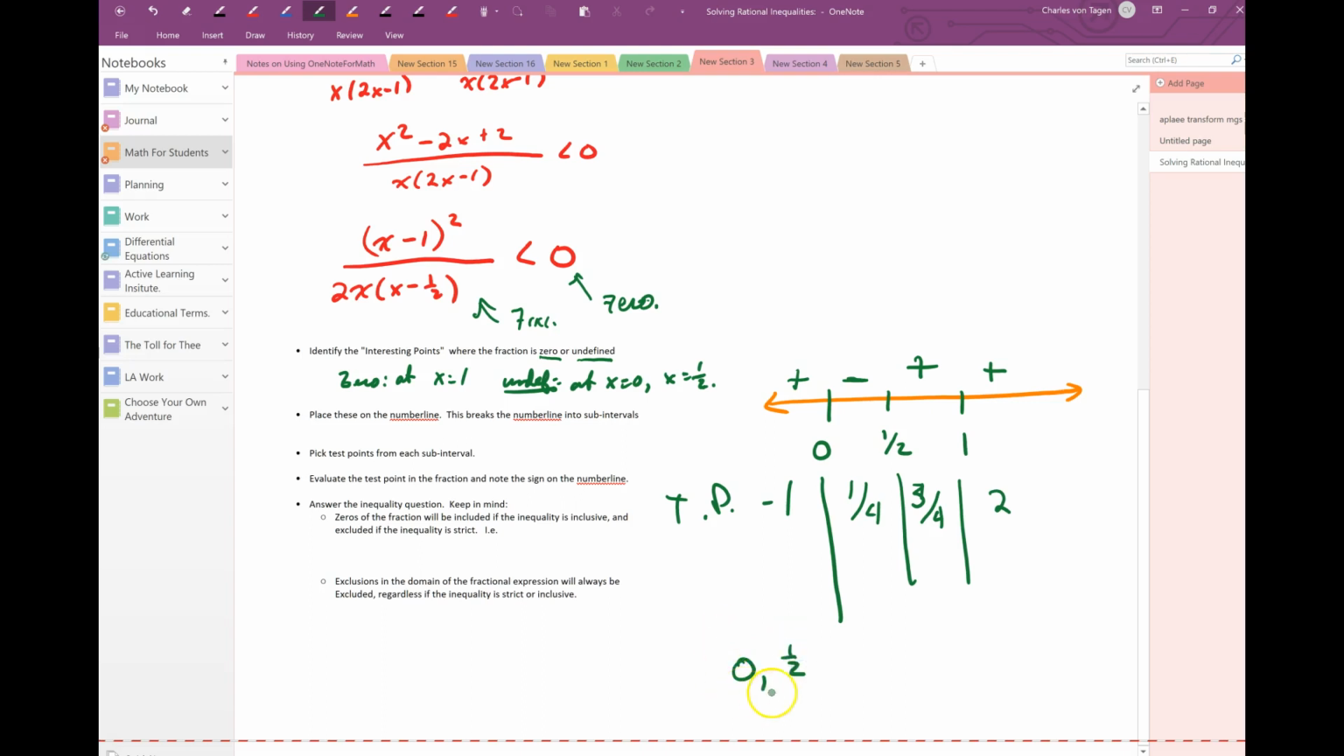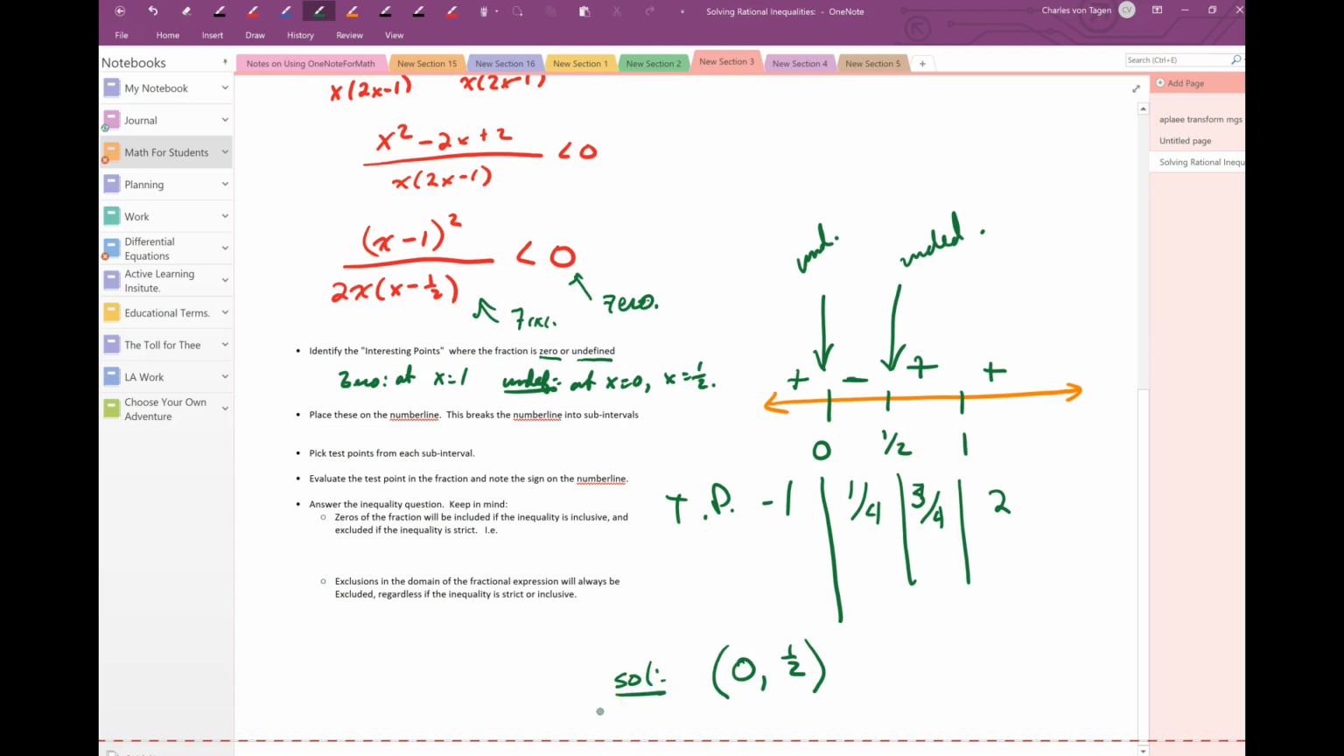And then the question becomes, well, what about the endpoints? Let's remind ourselves, why did we put 0 on the number line to begin with? Well, that was because that was where the fraction was undefined. And why did we put 1/2 on the number line? Well, that was also because that was where the expression was undefined. And so our solution set is just this interval right here.